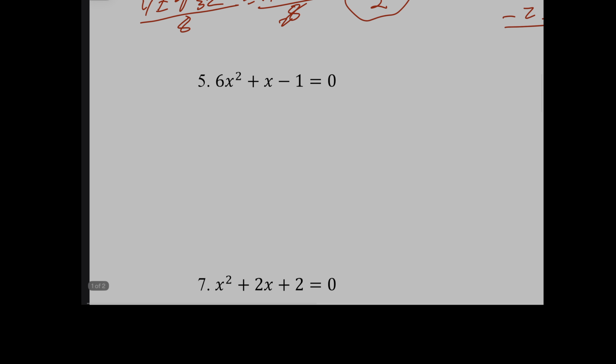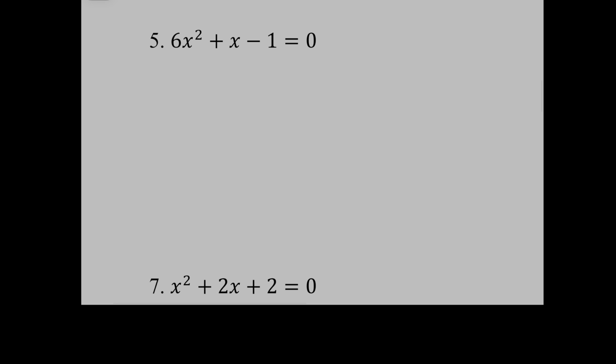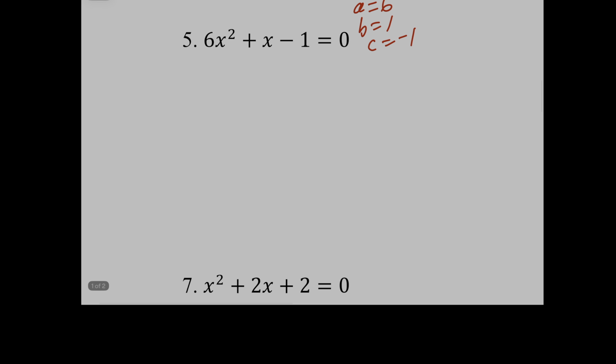Okay? Let's keep going. Let's go on to number 5 here. Okay? This one feels like one that's going to be a little different. I'll show you what I mean. A equals 6, B equals 1, C equals negative 1. All right, well, let's just plug it in. Okay, opposite of B would be negative 1 plus or minus the square root of B squared, which is 1 squared, minus 4 times A times C, all over 2A.